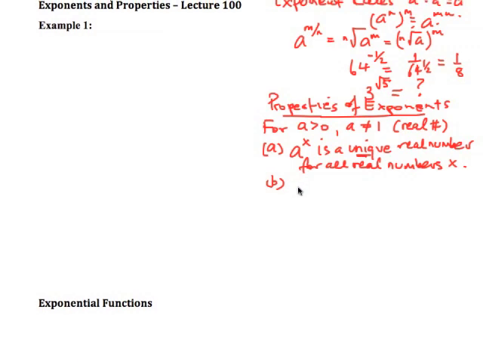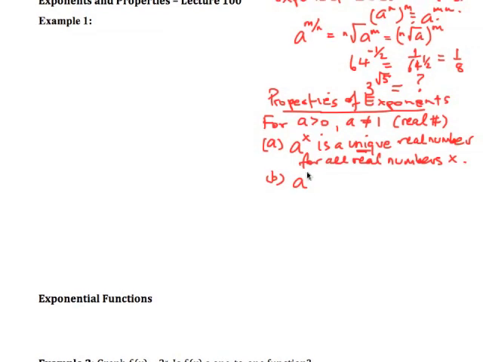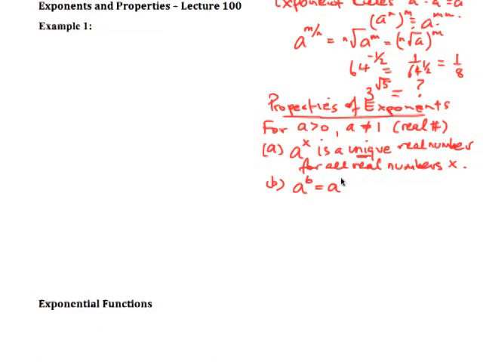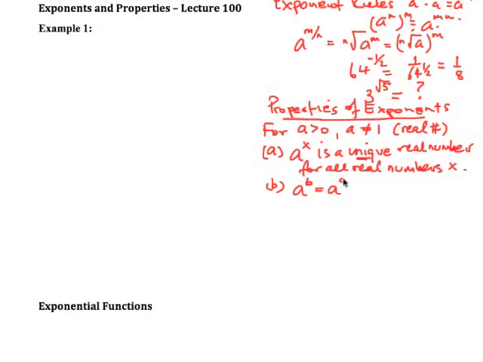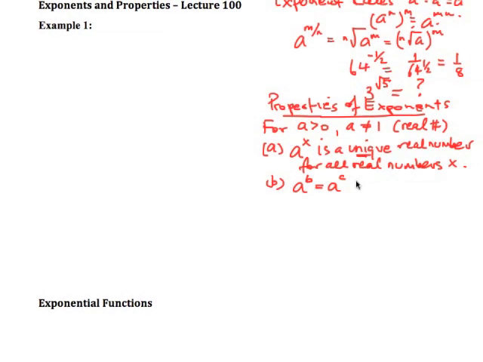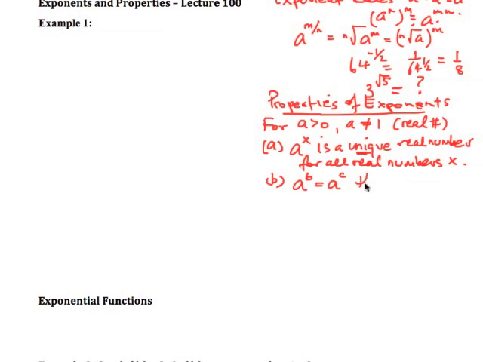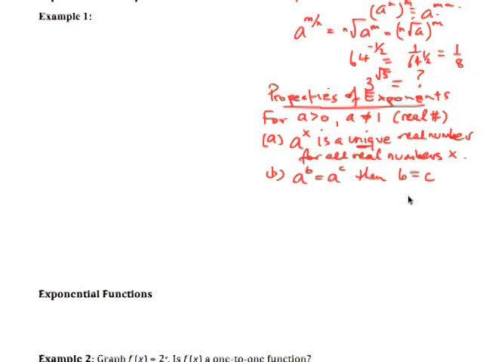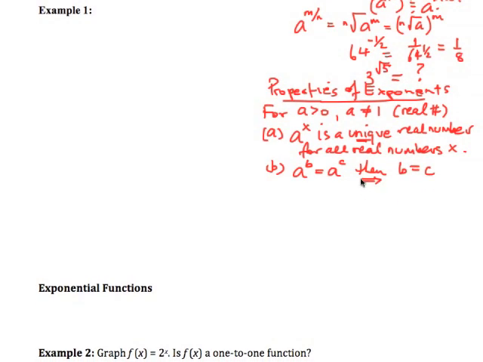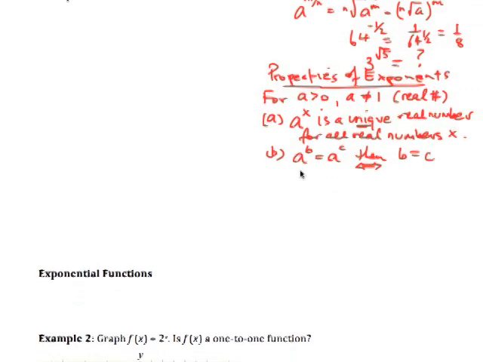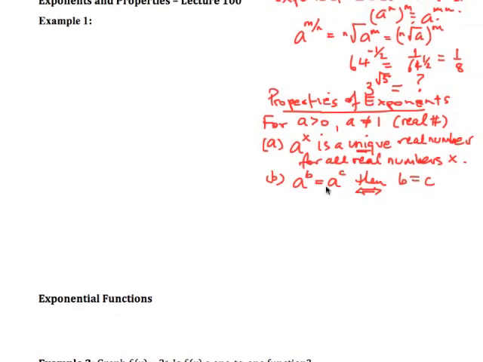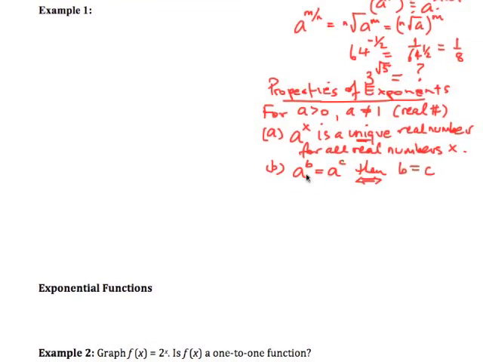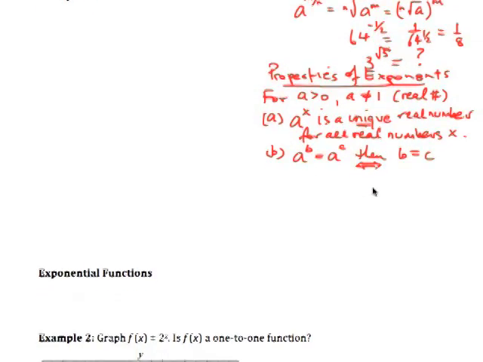Part B. If I have a number raised to the power of b, and this is equal to the same number raised to the power of c, for example, then we have b is equal to c. Now this is a two-way street, so we can always write this as a to the power of b equals a to the power of c if and only if b equals c. So it's a two-way result.